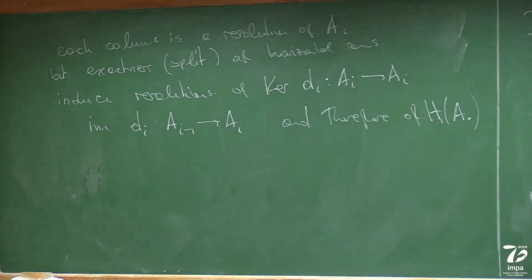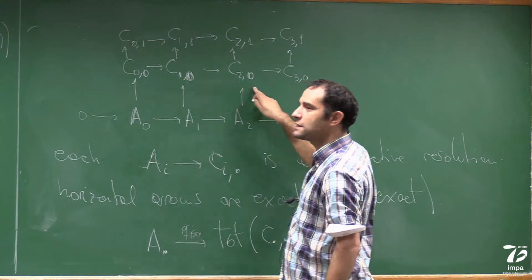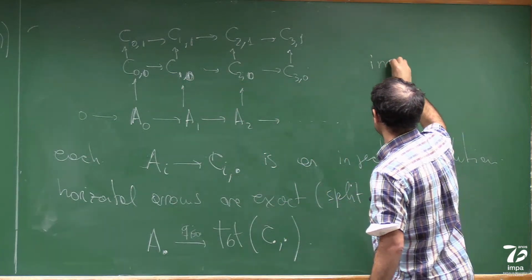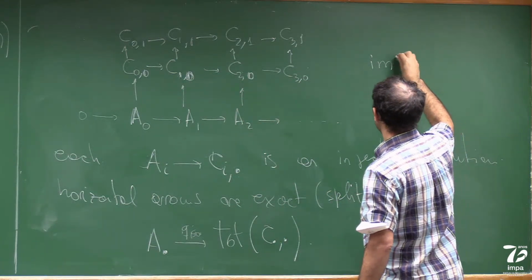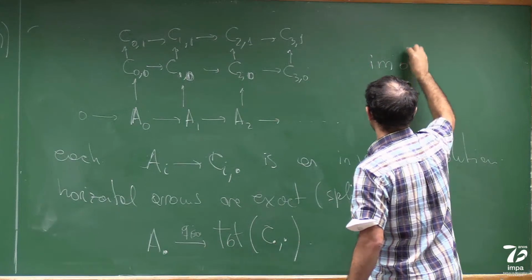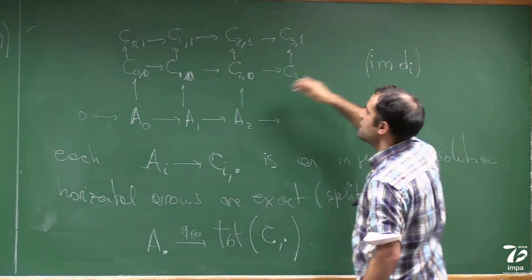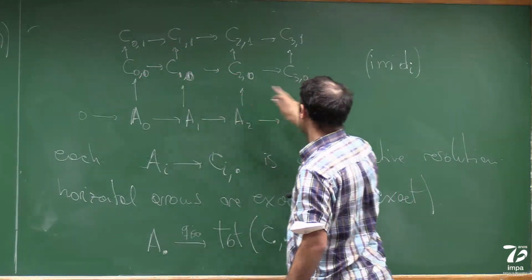And the reason we do that is the fact that you get an exact sequence from this to this. Well, that this is split exact is that you get the image of the differential in each one of these columns.